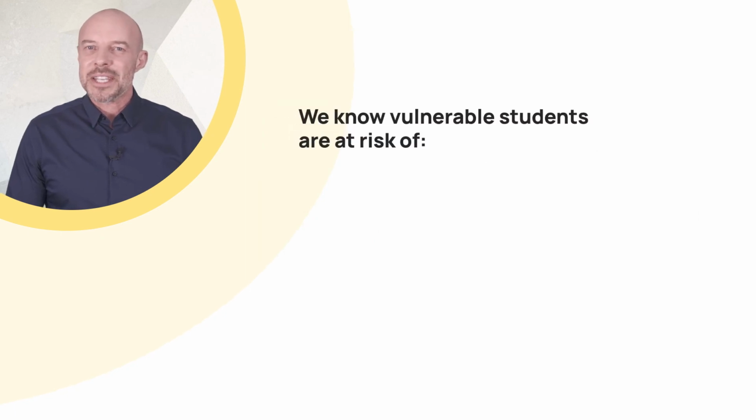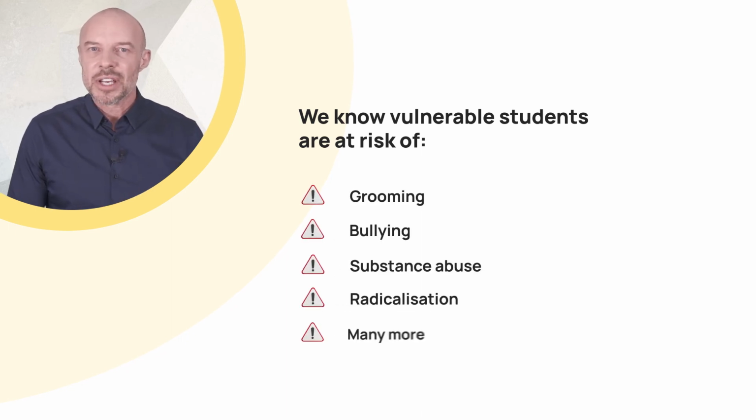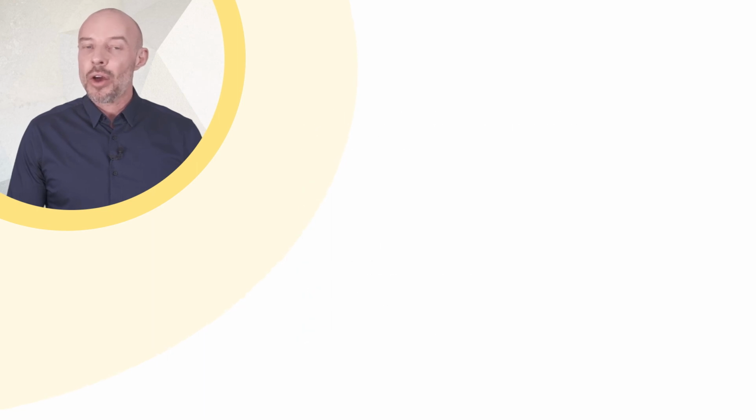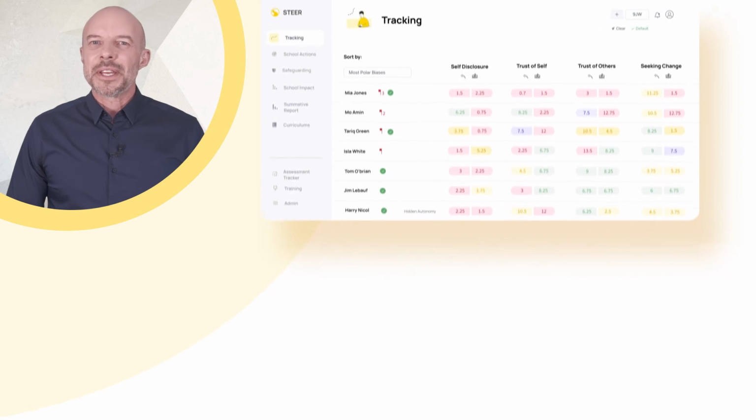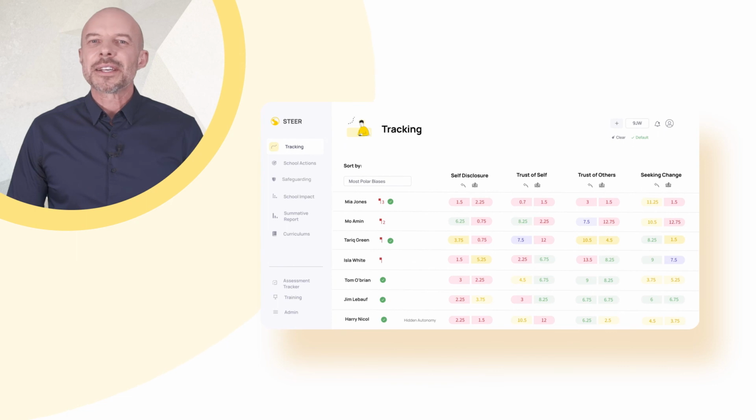We know that students like Tariq, Mia, Mo and Isla are particularly vulnerable to safeguarding risks, whether they be grooming, bullying, substance abuse, radicalization or any other risks that endanger young people. STEER safeguarding alerts us to the specific risks for each student and whether they're most likely to be encountered in or out of school. Let's step for a moment into a meeting between the head of Year 9 and your school DSL as they discuss safeguarding risks in Year 9.